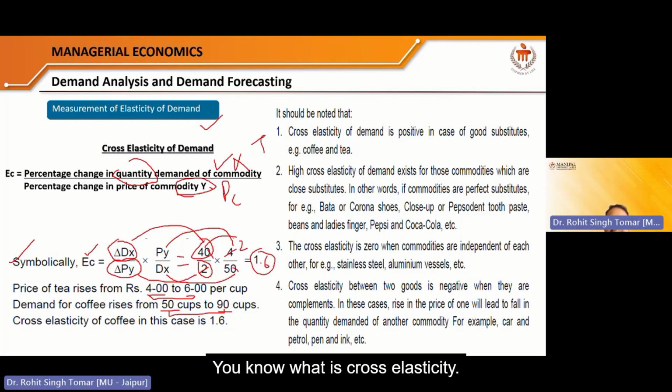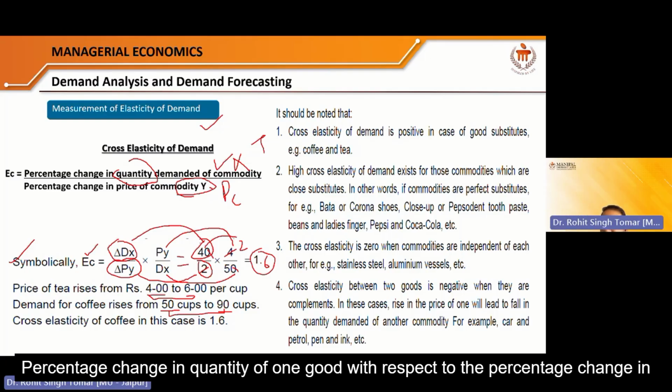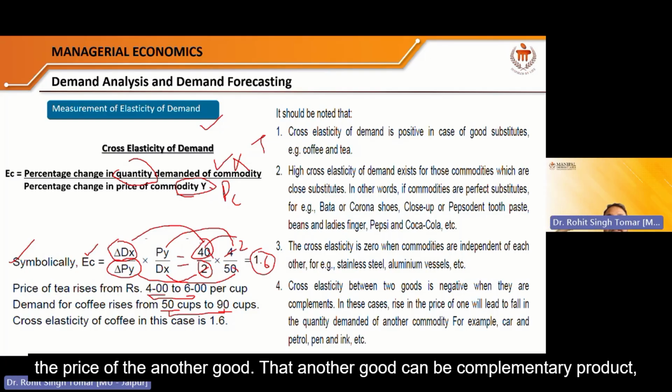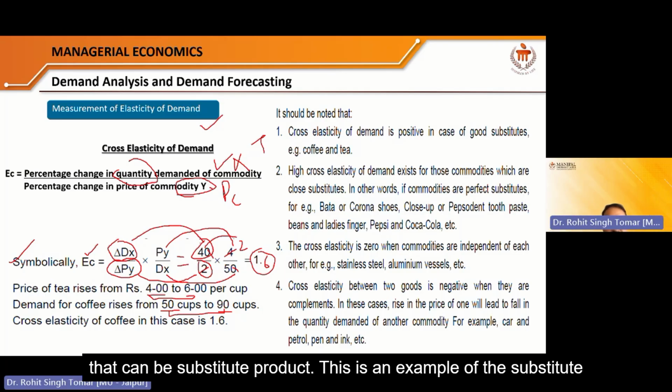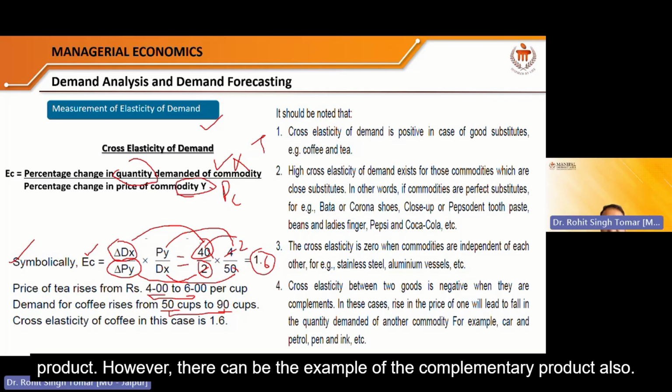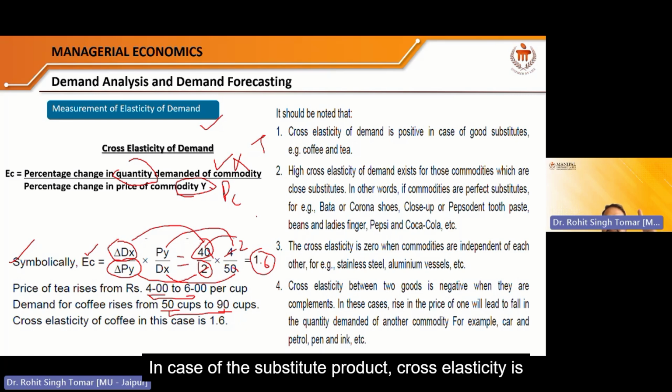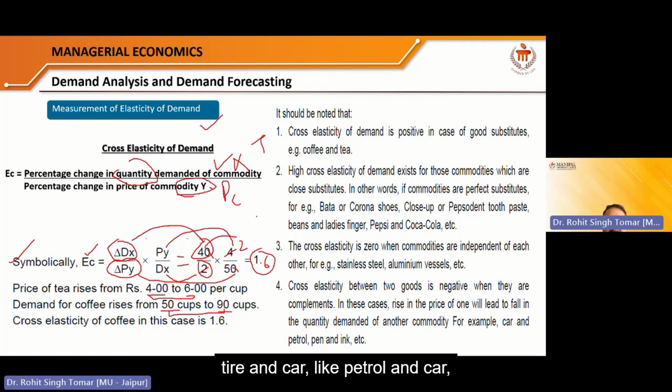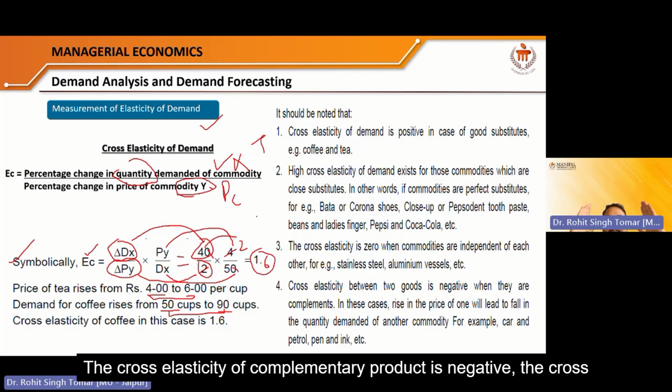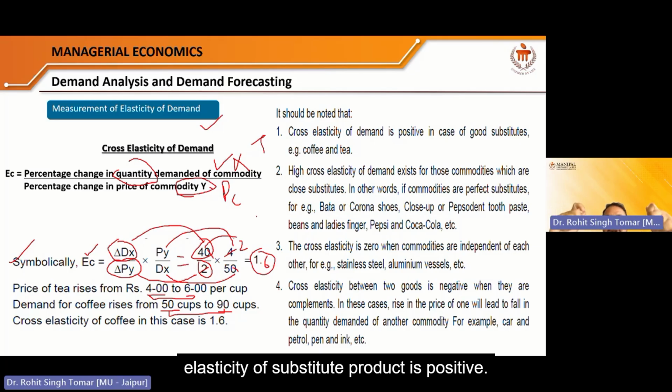You know what cross elasticity is? It is the percentage change in quantity of one good with respect to the percentage change in the price of another good. That other good can be a complementary product or a substitute product. This is an example of a substitute product. However, there can be an example of a complementary product also. In case of a substitute product, cross elasticity is positive. In case of complementary products like tire and car, like petrol and car, the cross elasticity is always negative. The cross elasticity of complementary products is negative. The cross elasticity of substitute products is positive.